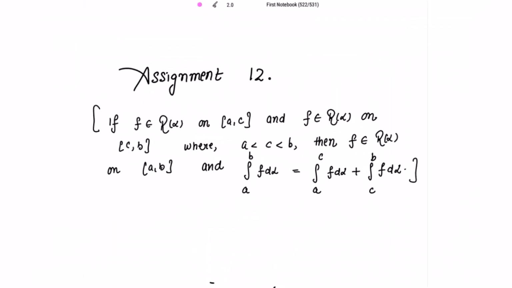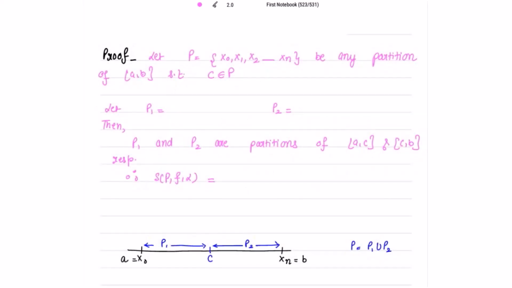If f is Riemann integrable on the closed interval [a, c] and f is Riemann integrable on the closed interval [c, b], where c lies between a and b, then f is Riemann integrable on the closed interval [a, b], and the integral from a to b of f dα is equal to the integral from a to c of f dα plus the integral from c to b of f dα. Right? So breaking at c. Yes.